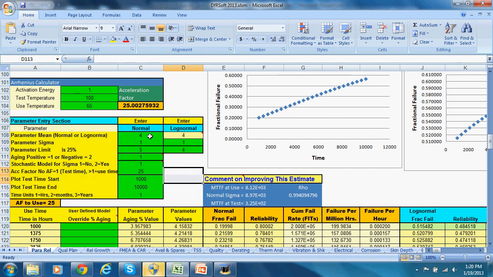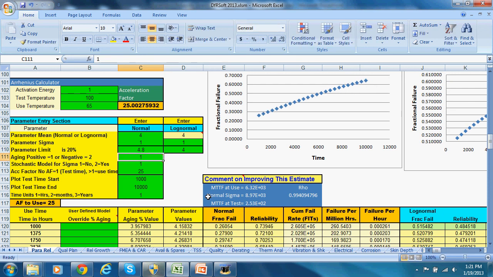Now we enter the mean that we found at room temperature and our sigma, and we put in our parametric limit. Say the mean is 4 ohms for the resistors, and our parametric limit is 5. DFRSoft tells you that 5 would be a 25% change as the parametric limit. So you can play around with that. Say you want a 20% change, you can change that to 4.8, and that's about a 20% change. So 4.8 would be your failure threshold, and then you have to tell it whether you're drifting in a positive or negative direction, so whether your distribution is increasingly going positive or negative.